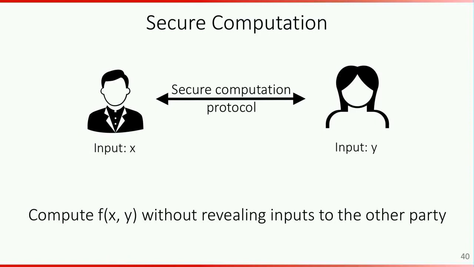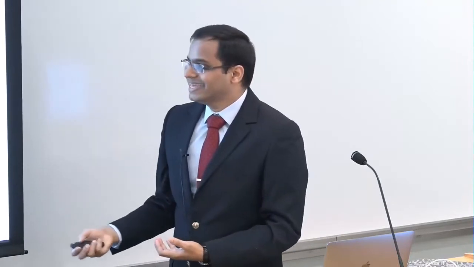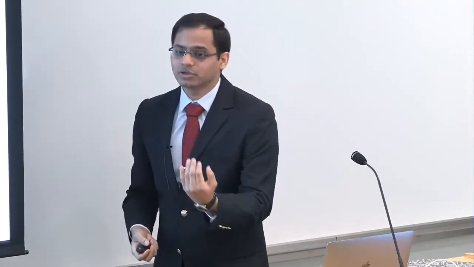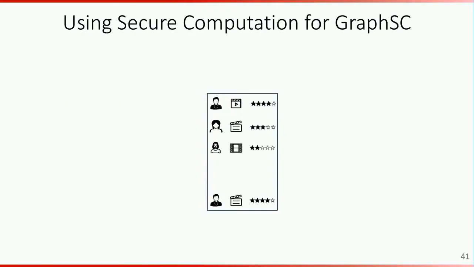So a secure computation protocol allows two or more parties, in this case two parties, let's say one with input x and the other with input y, to compute some function f of x, y in such a way that one party does not reveal its input to the other party. And if I have access to such a protocol, let us see how we can use this in our setting.